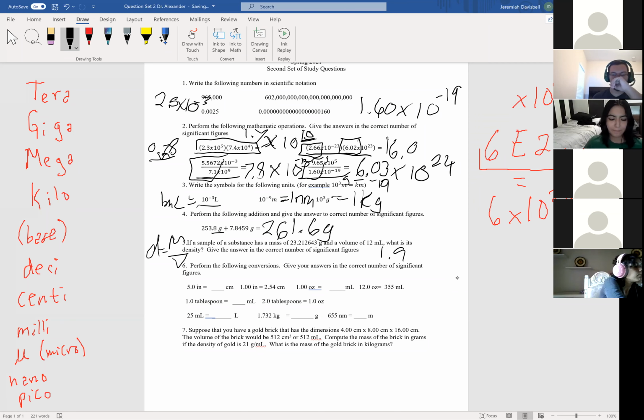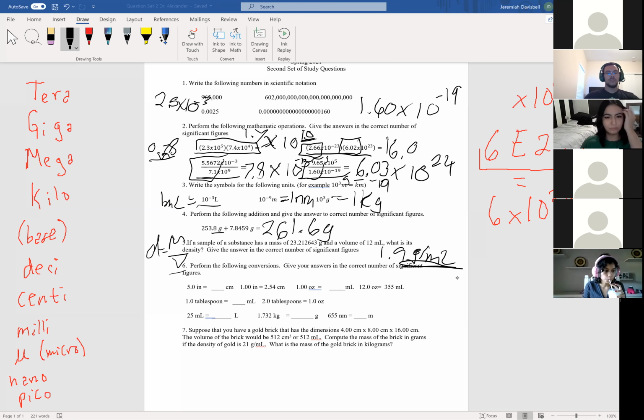So is it just 1.9 or what units do we have? Grams per milliliter. Yeah, grams per milliliter. There you go. So make sure to always put your units after you figure out what your answer is asking for. Because if you accidentally solve for the wrong units, you can end up getting the wrong answers too. So it's really important that you remember what units you're using.